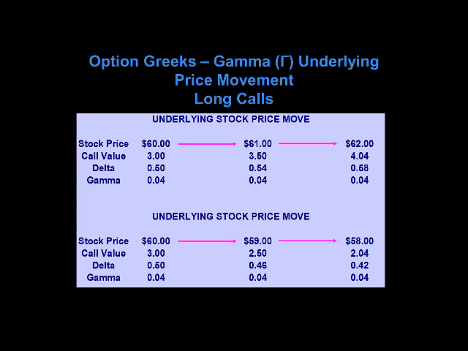A high gamma tells you that delta is going to change very rapidly. Okay? Certain strategies, particularly in option expiration week, can be very screwy. You can go from a 70% profit to break even in just a couple of dollar move if you've got a really tight butterfly on or a tight calendar spread on.